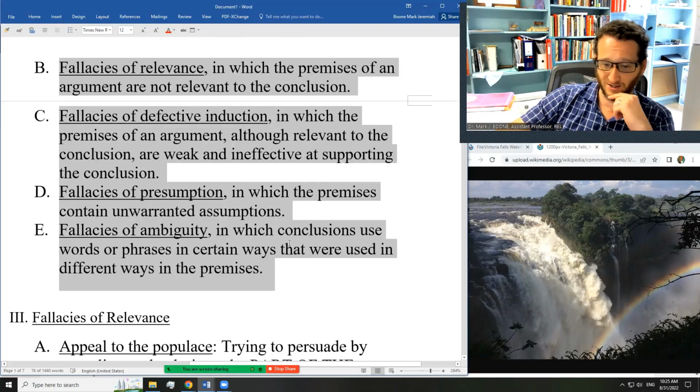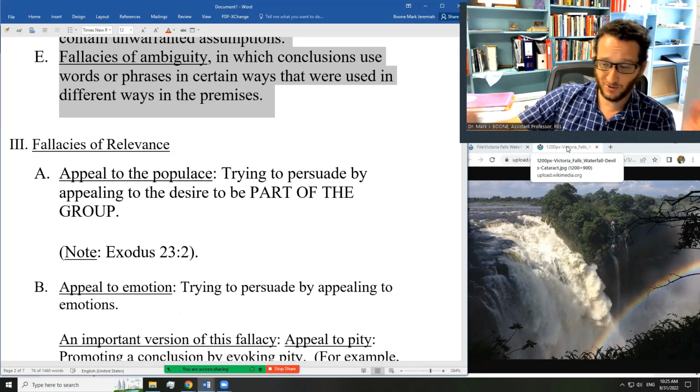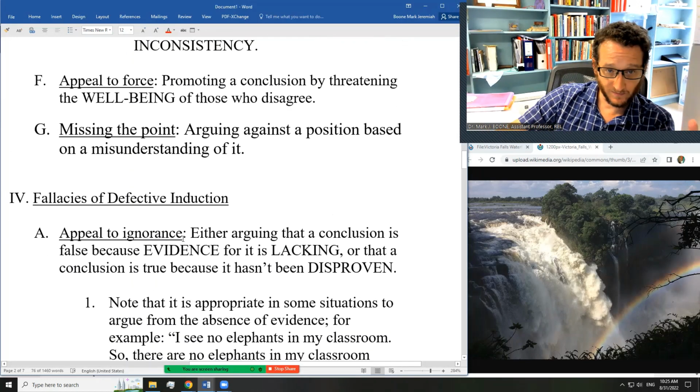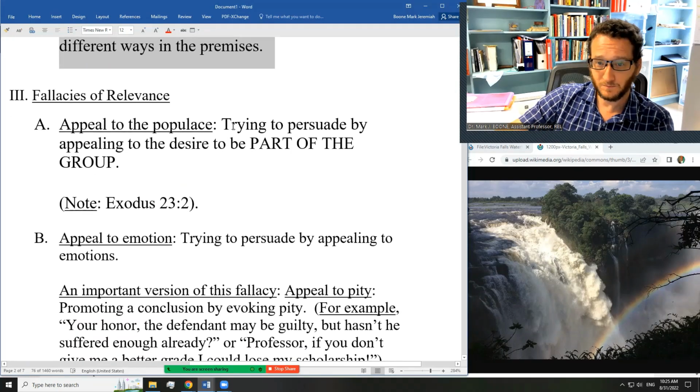Those are fun. We'll get to that shortly, or not too shortly. Fallacies of relevance. Let's jump into it. Let's look at some fallacies of relevance. We want to look at seven fallacies of relevance, but we'll look at a couple variations of some of them.